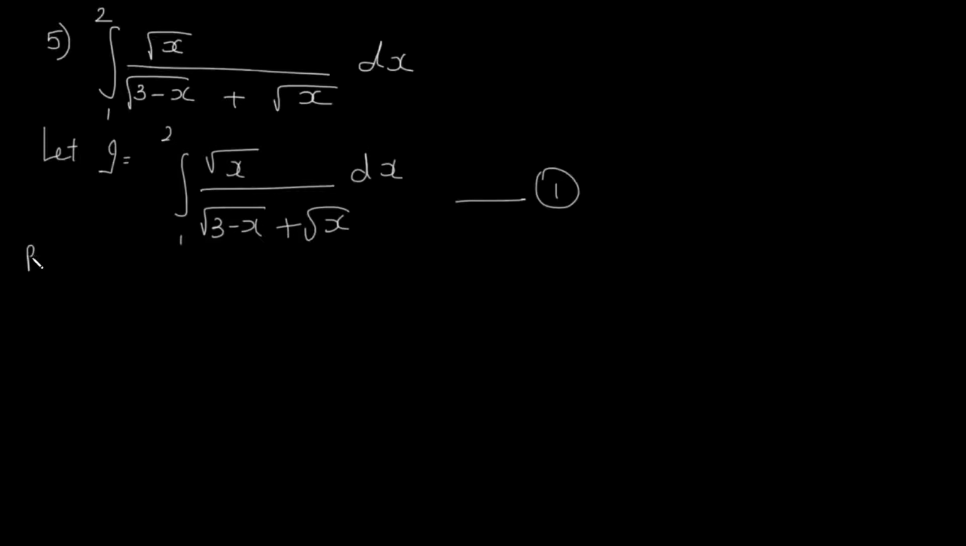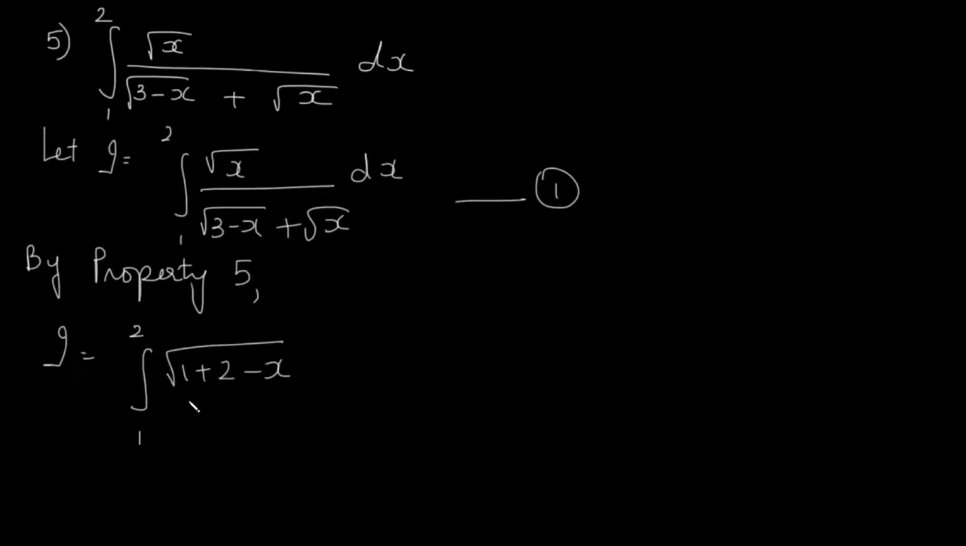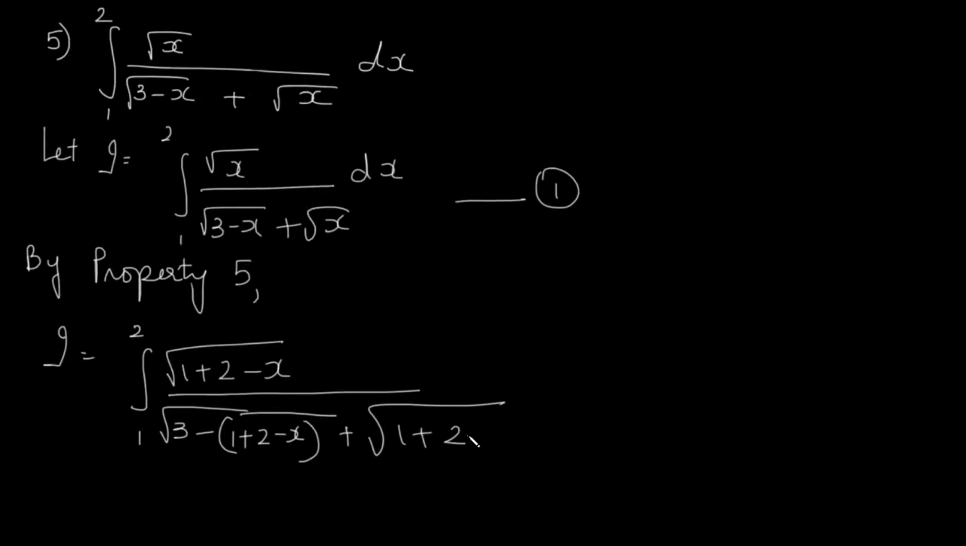Now by property 5, you state the property in the brackets in the exam time. I can also be written as the integral from 1 to 2 with a plus b minus x, that is 1 plus 2 minus x. Wherever x is there, instead of x we write 1 plus 2 minus x. Again here the same thing, 3 minus 1 plus 2 minus x, plus again over here root of 1 plus 2 minus x.